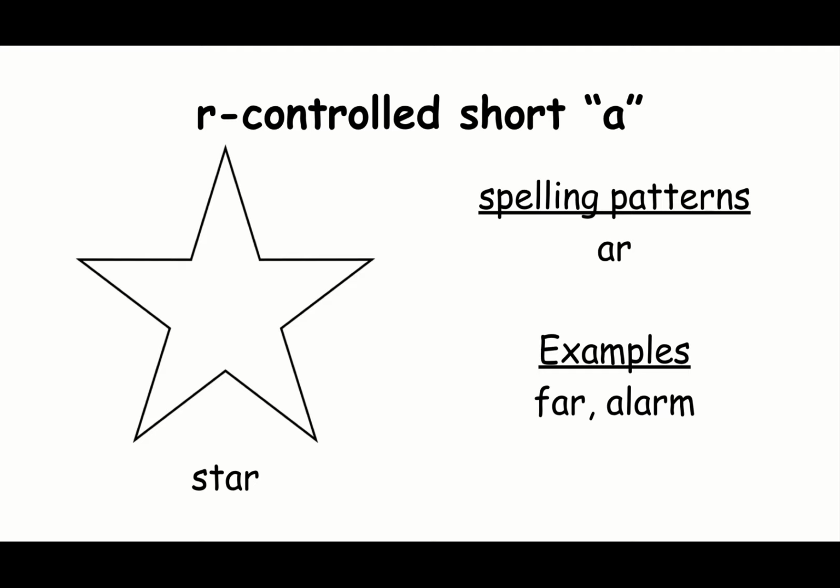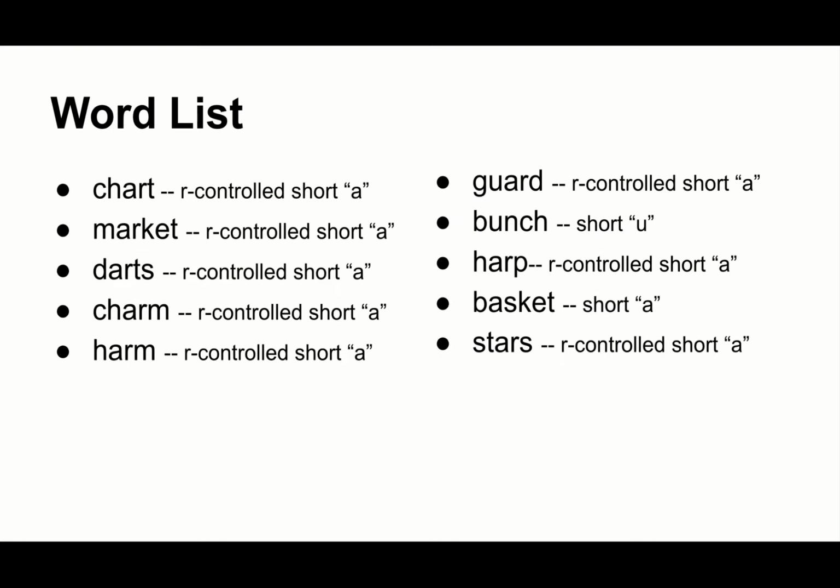And we just say, R-controlled short A says "ar" like star. Some other examples are the words far and alarm. Let's identify the vowel sounds of our words this week.